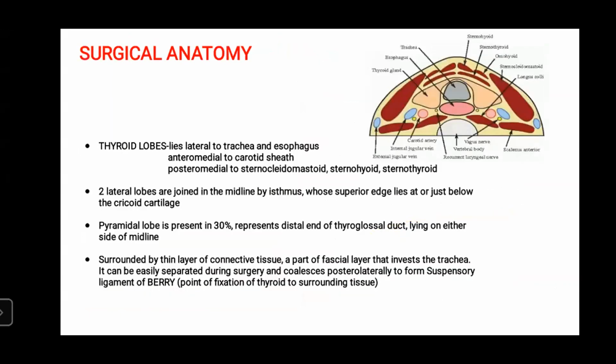Surgical anatomy. Thyroid lobes lie lateral to the trachea and esophagus and anteromedial to the carotid sheath, and posteromedial to sternocleidomastoid, sternohyoid, sternothyroid, and omohyoid. Thyroid lobes have two borders, anterior thin and posterior more rounded. And there are three surfaces: anterolateral, posterior, and medial surface. Medially, there is the trachea and esophagus, recurrent laryngeal nerve, and inferior constrictor muscle of pharynx.